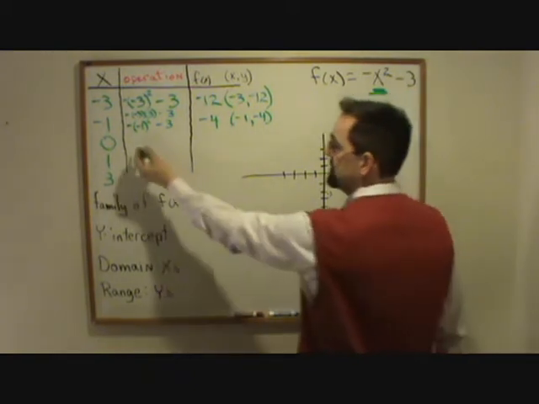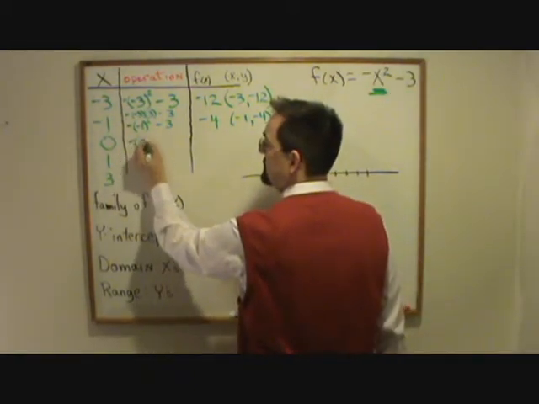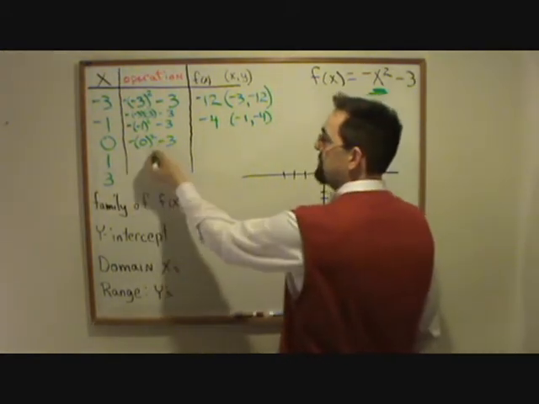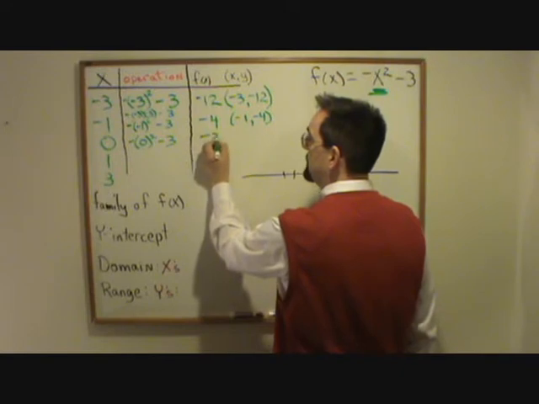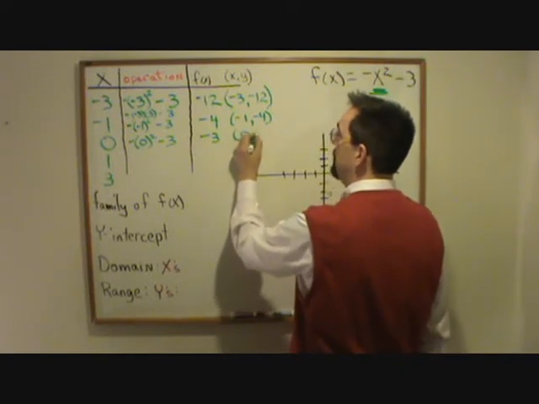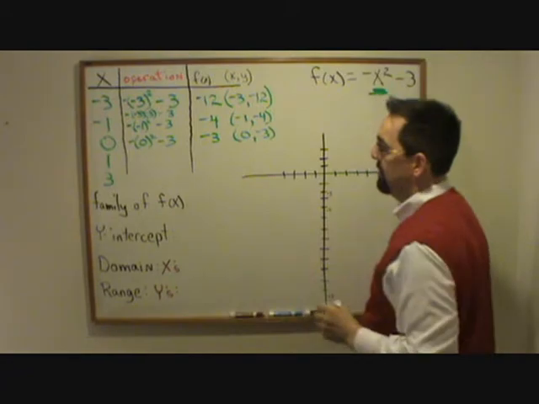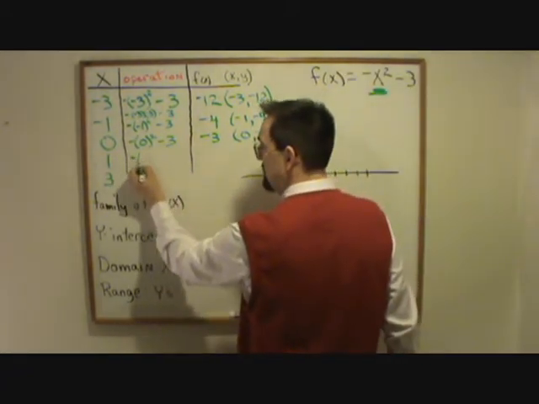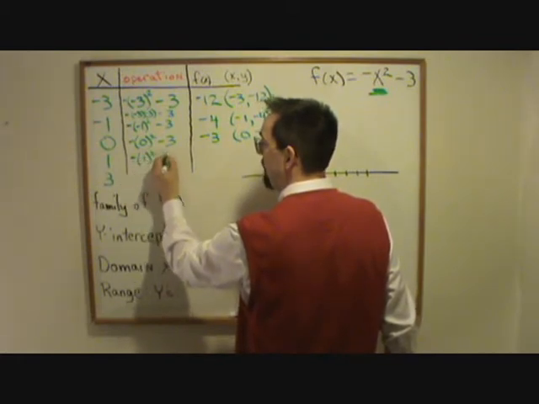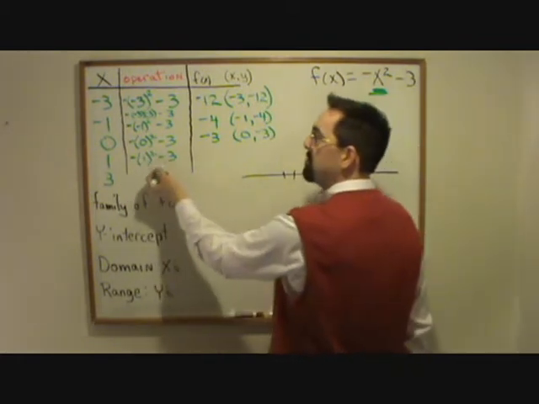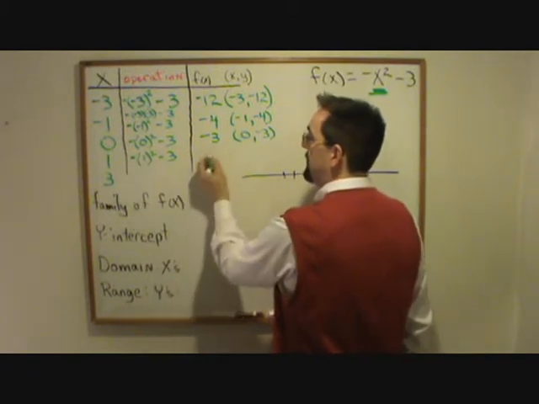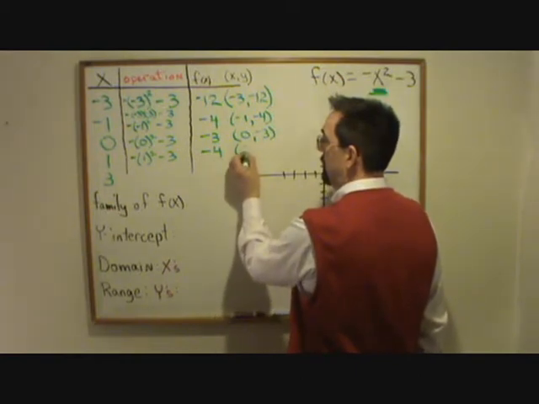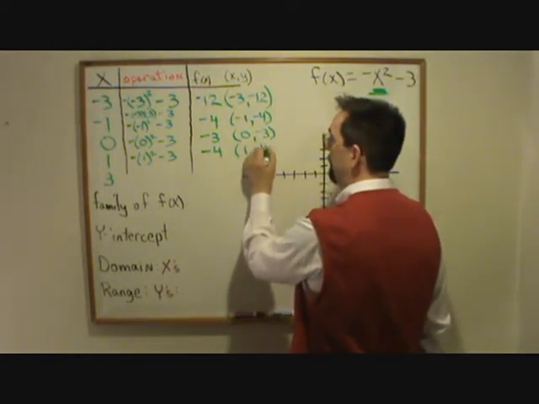The next value, 0. Minus a 0 squared minus 3. 0 times 0 is 0. 0 minus 3 gives us a -3. So our point will be 0, -3. Then we finally get to some positive numbers. So minus a +1 squared minus 3. So that's 1 times 1 is 1. So -1 minus 3 gives us a -4. So that point will be 1, -4.